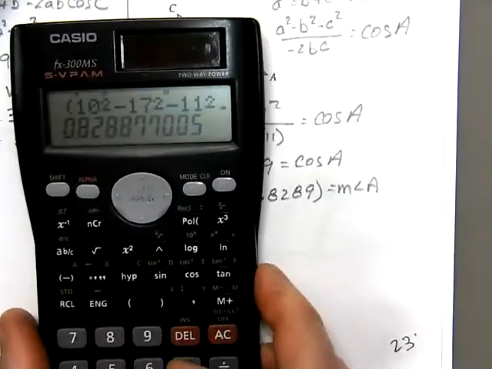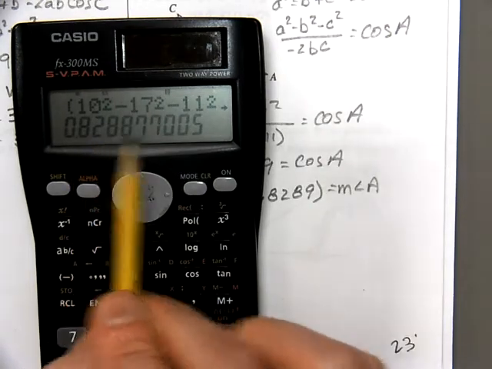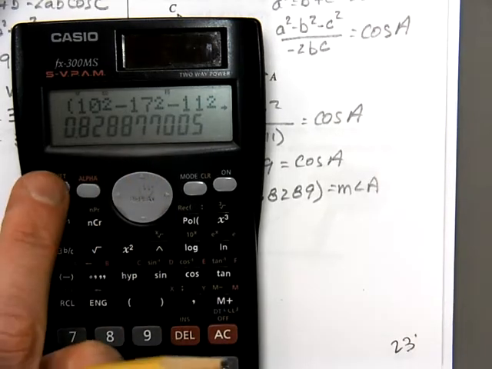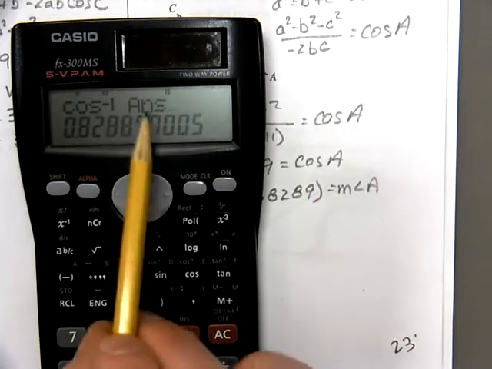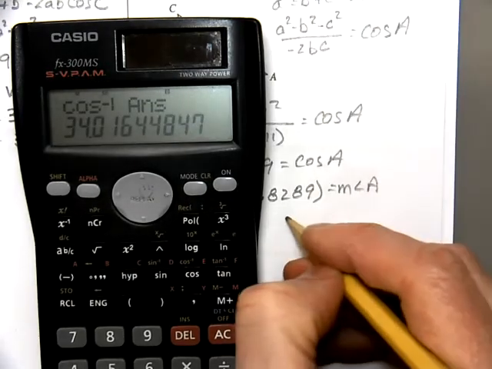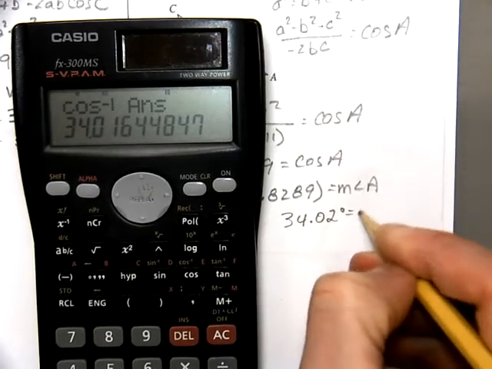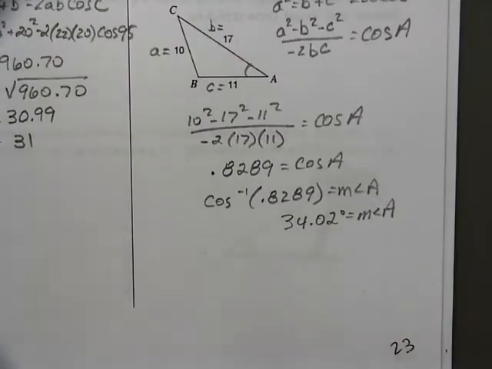So again, we come to our calculator. We want to use the real value, not this rounded number, but the real value. So we're going to say cosine inverse of the answer. You want to be sure to use the answer. You need to learn to use that. So we got our answer of 34.02 degrees. That's the measurement of angle A.